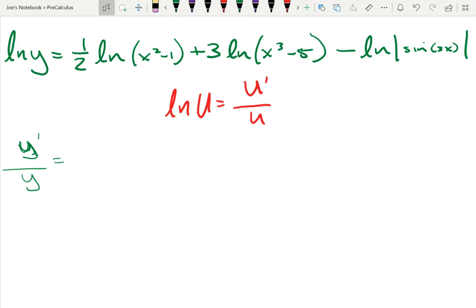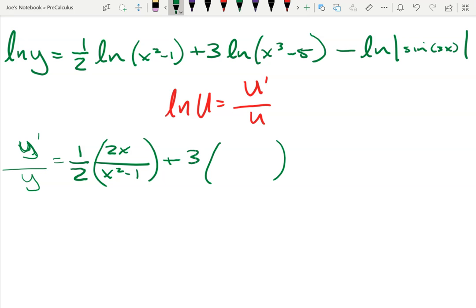Is equal to 1/2 the u prime 2x over x squared minus 1. I don't mind if you cancel the 2's out. I was going to do it, but I was like, maybe I'll show it, right? But what I will say is there's no extra credit for showing the least amount of steps, and it's your test. You're going to get tested points on it. So do whatever you need. We'll cancel the 2's in a minute. Then plus 3 times u prime over u, so that's 3x squared over x cubed minus 5, minus natural log. Okay, so now let's just do this one. It's going to be u prime over u.